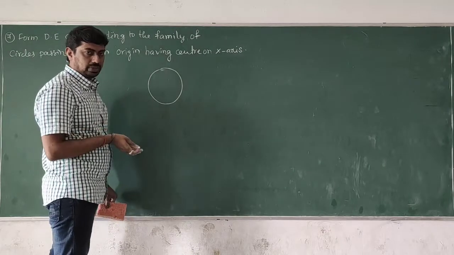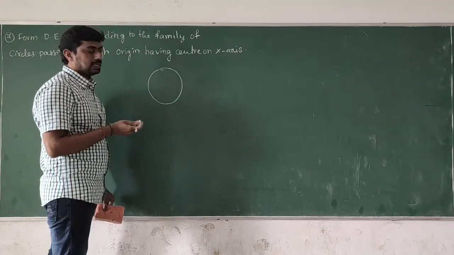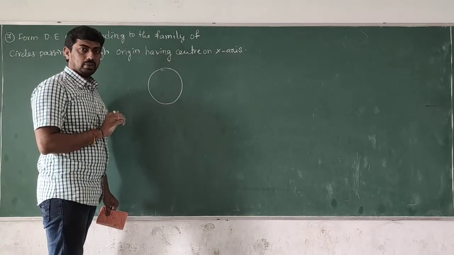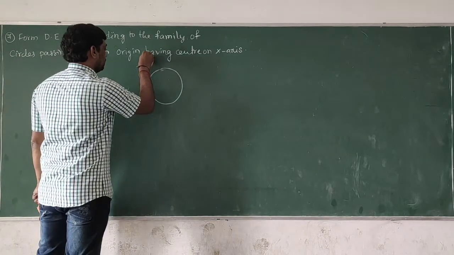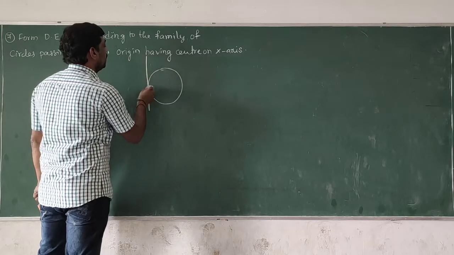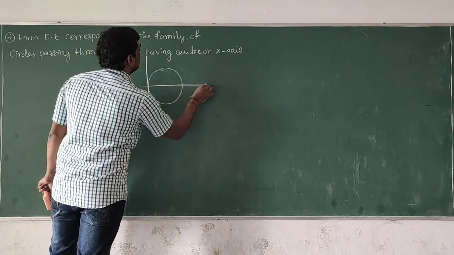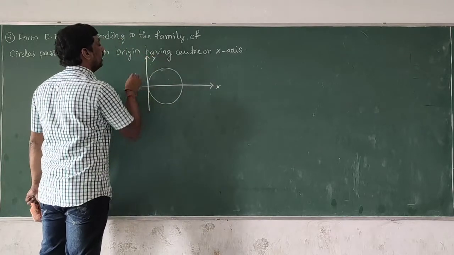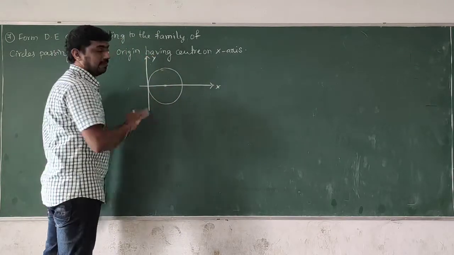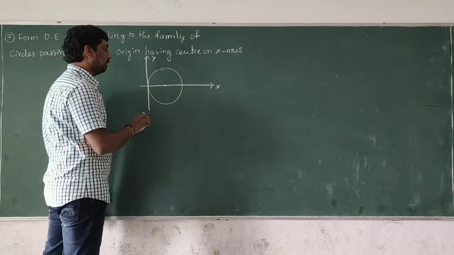Previous one and this one. In both cases, the circle is passing through the origin only. But in the previous problem, the circle's center lies on the y-axis. But in this case, the center lies on the x-axis. That is the difference. Only difference is that one only.